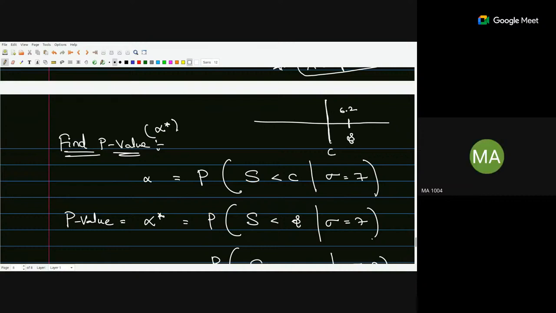That C can be here. If it is here, you'll get some alpha. If it is here, you'll get some other alpha. If it is here, you'll get some other alpha. If it is here, then that alpha is called the P value. If that C is the same as S, then alpha is called the P value.